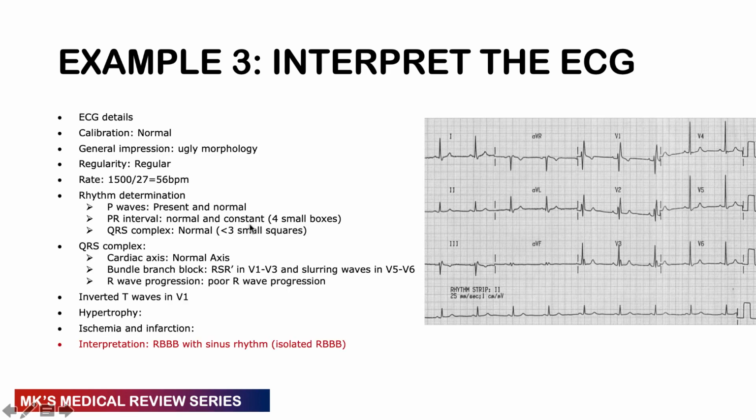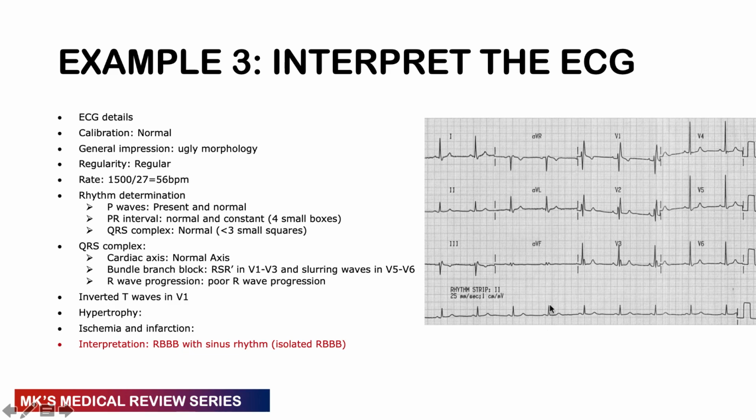So as you can see here, we don't again have the ECG details. The normal calibration is there. We can see 1 big box and 2 boxes tall. We can see that there's some ugly morphologies of the ECG here. Is it regular? If we measure the distance from lead 2, which is in our rhythm strip here, this distance is equal to that, is equal to that, is equal to that. The P waves are present, QRS complex, T wave, P wave, QRS complex, T wave, P wave, QRS complex, T wave. So there's a regular rhythm, it's a sinus rhythm.